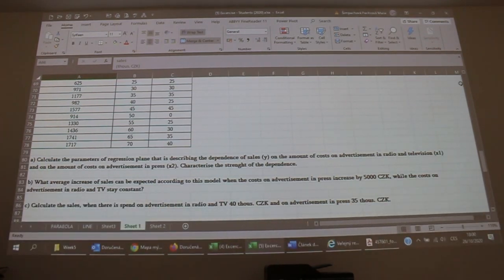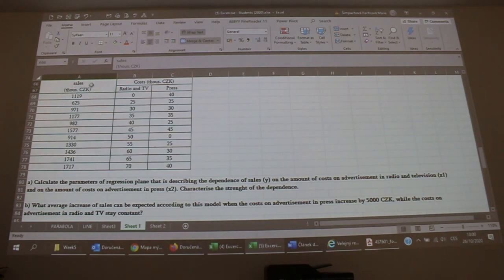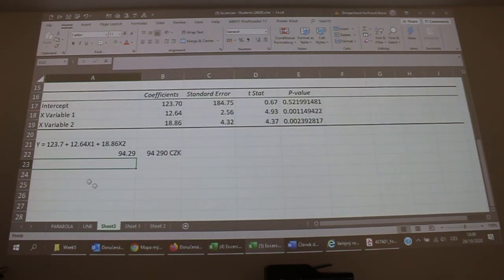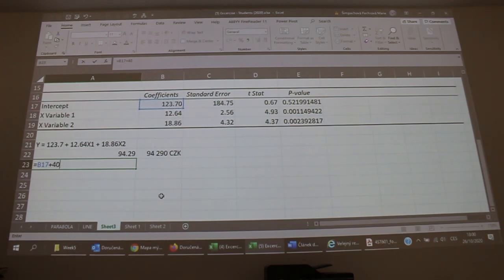Okay, you can see sales in 1,000 Czech crowns. So here I will use my regression model. Equal sign, intercept plus 40,000, yes, 40 times this coefficient plus 35,000, yes, 35,000 on press. So 35 times this variable, this coefficient. Enter, and this must be interpreted in thousands, yes.